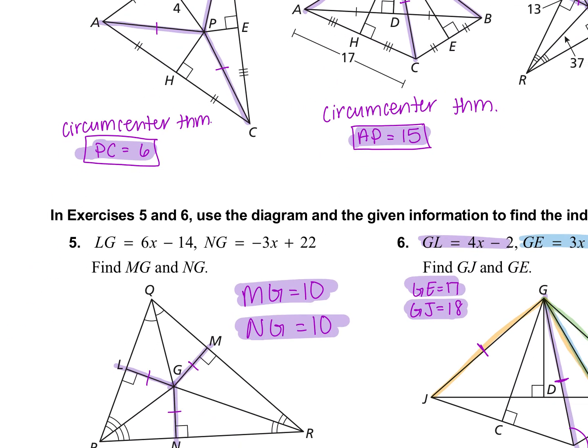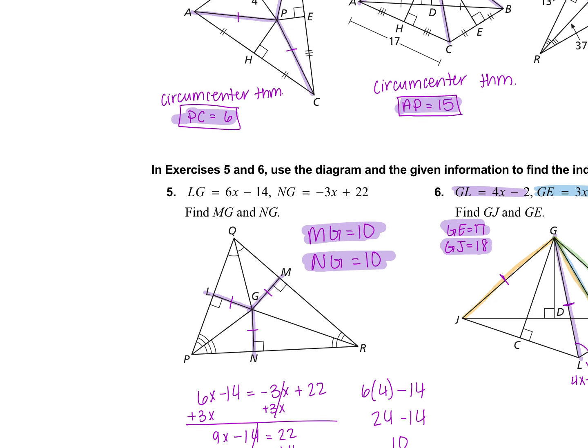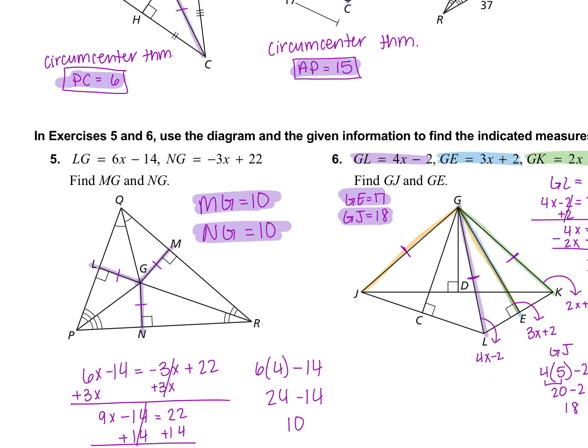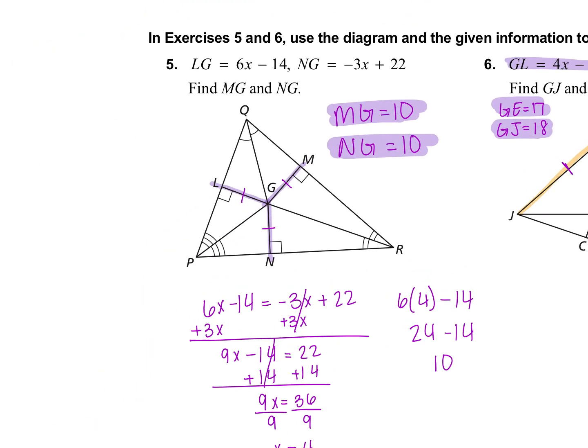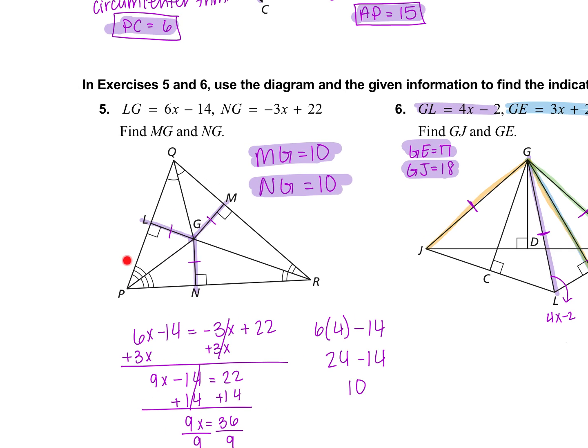Okay. All right, 5 and 6. In the diagram, use the diagram and the given information to find the indicated measure. So here's 5. Looking at 5, again, for this one, it's going to be incenter, because looking at this, I know that these are angle bisectors. It's cutting my angles in half.